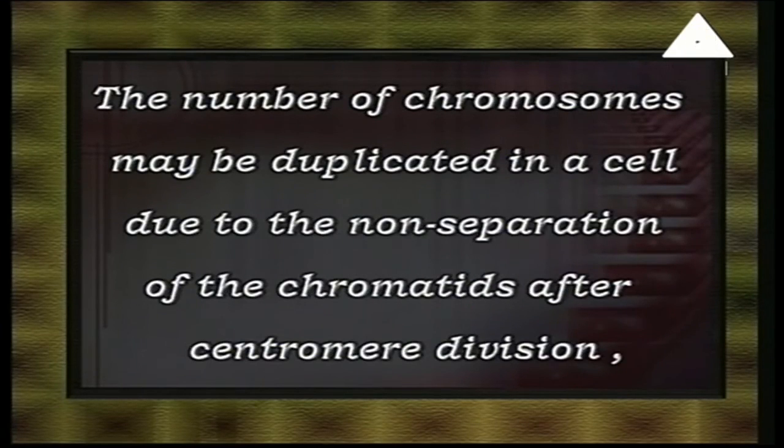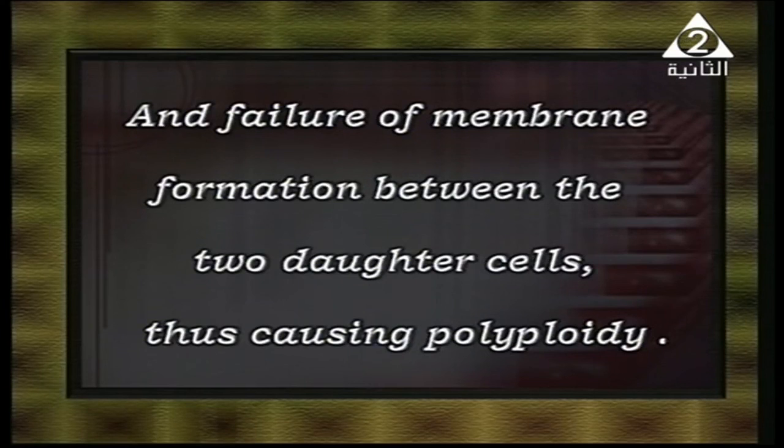The number of chromosomes may be duplicated in a cell due to the non-separation of the chromatids after centromere division. At the moment of meiotic division, the moment of division of the centromere lengthwise, sometimes it doesn't happen, and that also causes chromosomal mutation. And failure of membrane formation between the two daughter cells. That means causing something which is called polyploidy. And this type is also very rare and an undesirable trait.